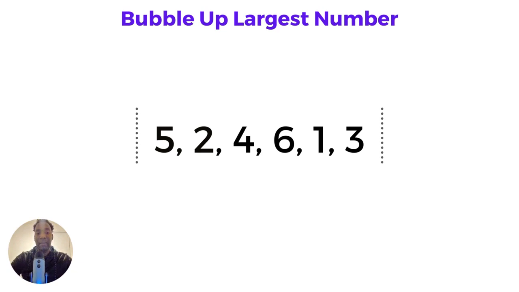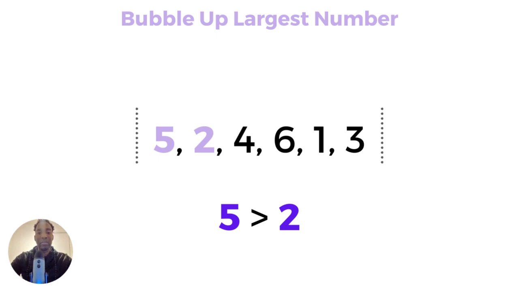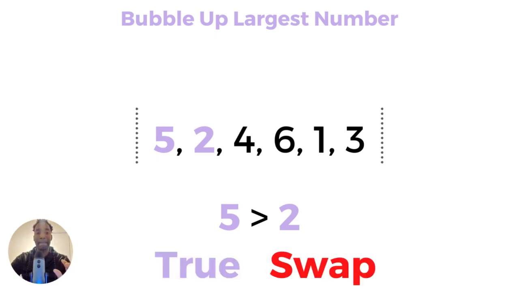Say that we have this array of numbers: 5, 2, 4, 6, 1, 3, and our goal is to sort this. The first step is to compare the 5 and 2, and then you want to ask yourself this question: is 5 larger than 2? Because the goal again is to bubble up the largest number. So is 5 larger than 2? Yes, the answer is yes. Because it's true, you'll then swap the 5 and 2.